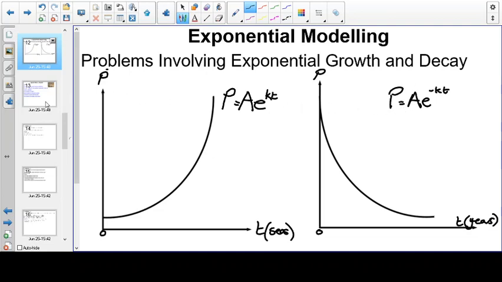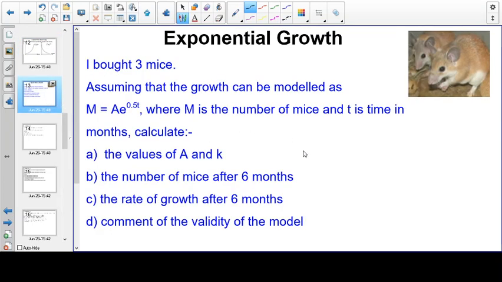Right, let's have a look at a scenario just to give you an idea of the sorts of things they will ask you in exponential growth. We're just going to look at a few questions to give you an idea. We are going to look at more exponential growth and decay questions in another video where they are a bit more complex.